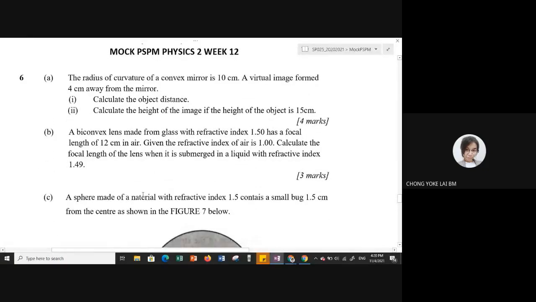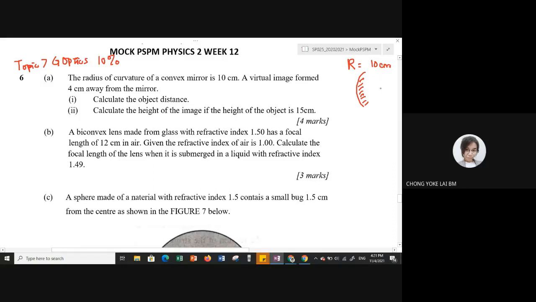6A. So question 6 is about geometrical optics, topic 7. Geometrical optics. Ni pun membawa 10 markah. So question A, we are given the radius of curvature of a convex mirror. So we have a convex mirror. The radius of curvature is 10 cm. A virtual image forms 40 cm from the mirror.